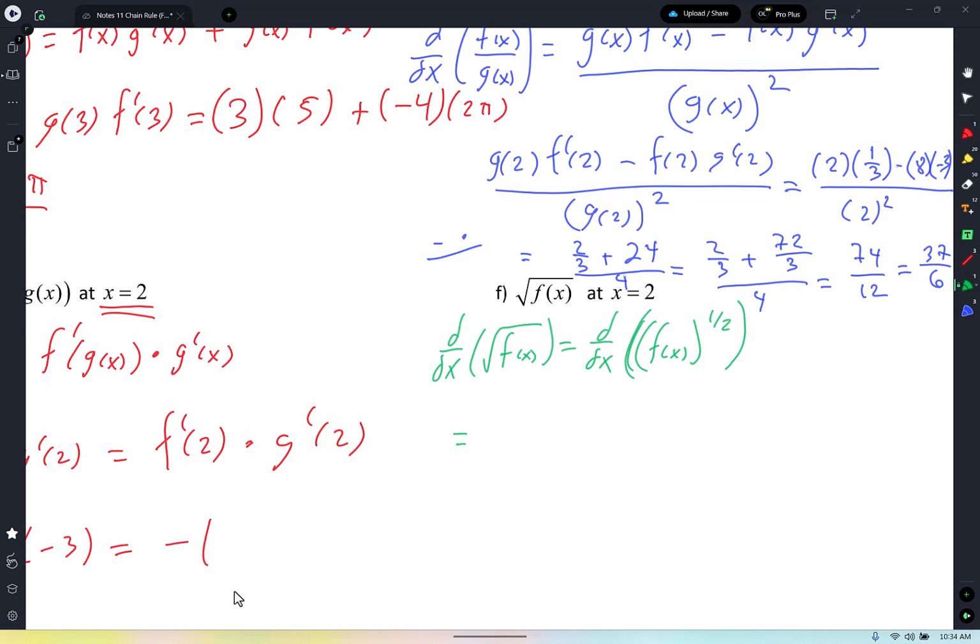All right. Tell me, what do I do? What do I bring to the front? 1/2. Leave the inside alone. What power now? I heard someone say negative. You're right. Negative what? Negative 1/2. Am I done? Times what? Derivative of the inside, f prime of x. Let's fix it: f prime of x over 2 square root of f of x.